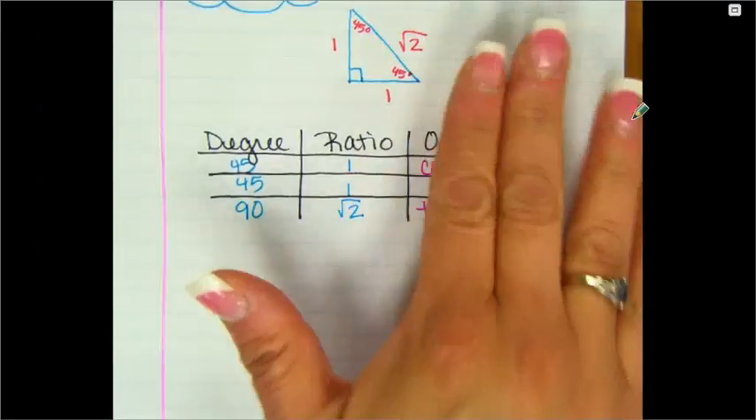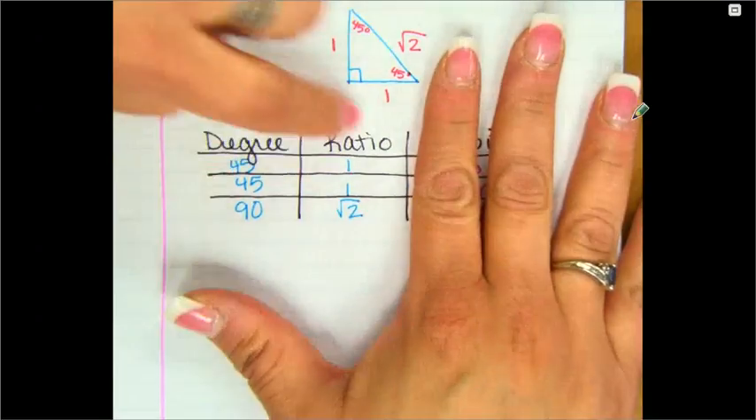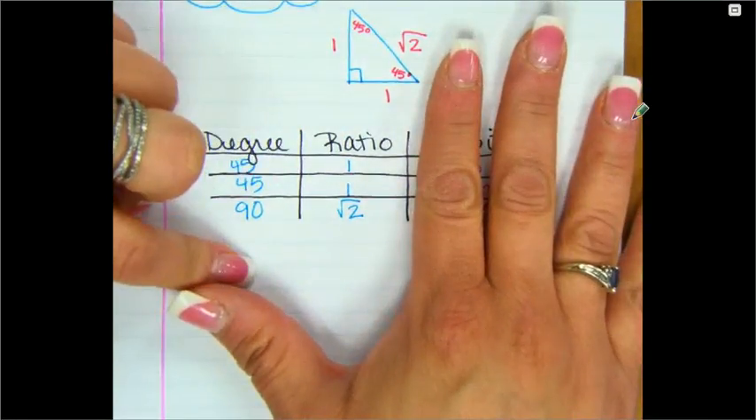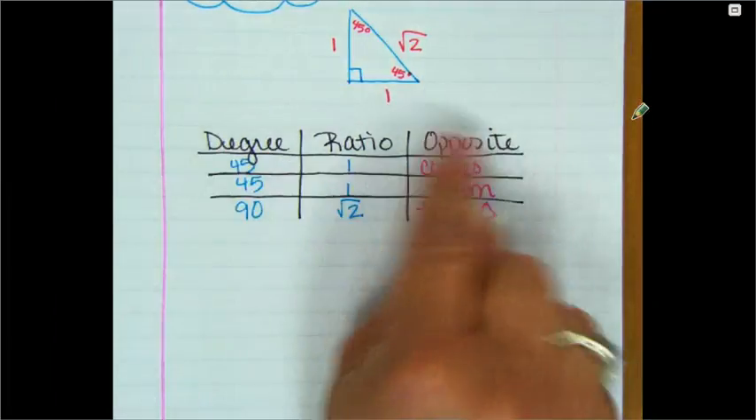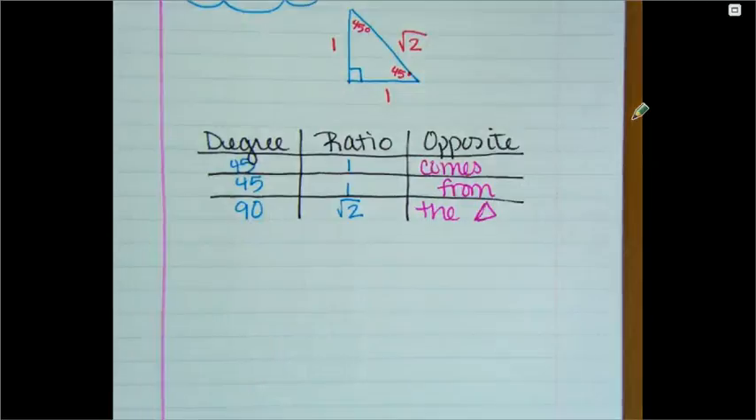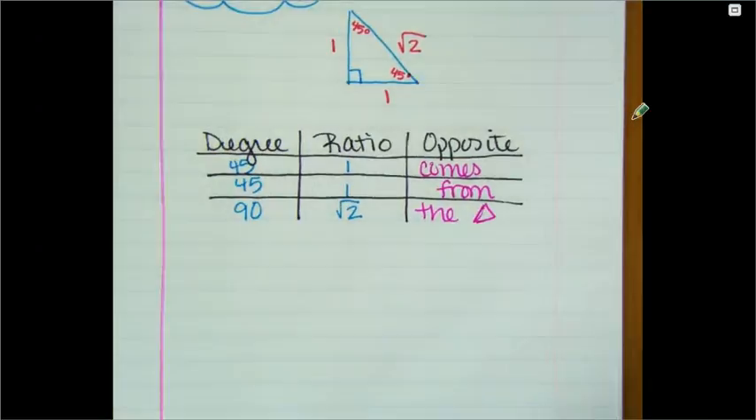So, this must be memorized. Do you understand? This will never change on a 45, 45, 90. Got it? We're going to abbreviate it. We're not going to write out degree, ratio, opposite. We're going to put DRO. Same thing. Okay? If I ask you what the letter D stands for, you better tell me it stands for degrees. Good?